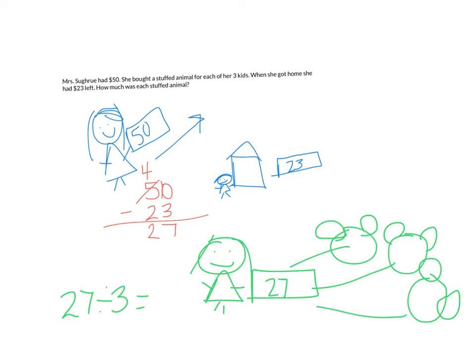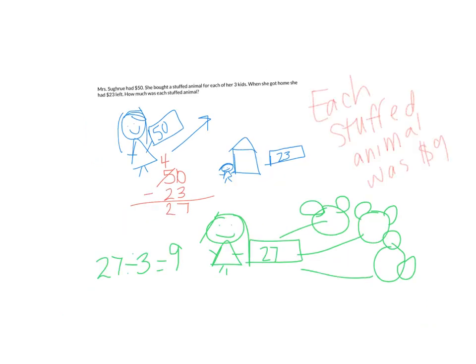I have 9 fingers up. I counted by 3 9 times before I got to 27. Yep. So 27 divided by 3 is 9. So that means that each stuffed animal cost $9. Awesome. So for every word problem I have to write my answer in a sentence. So each stuffed animal was $9.